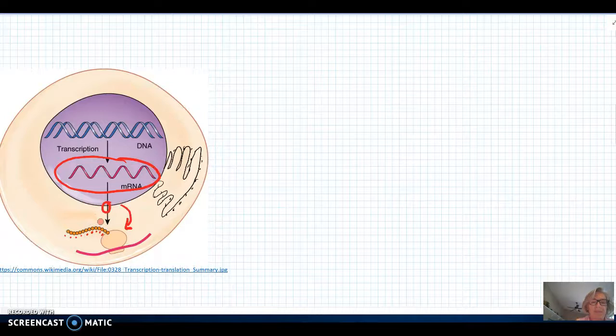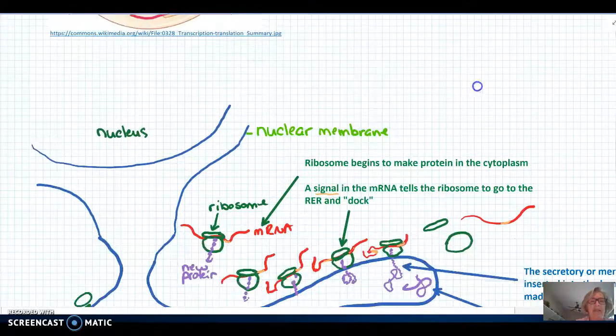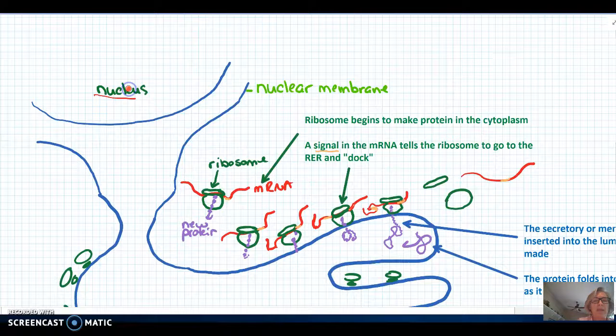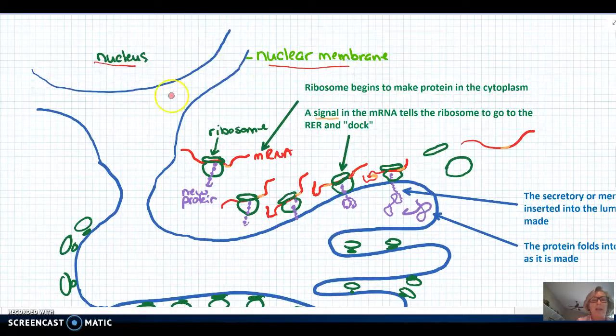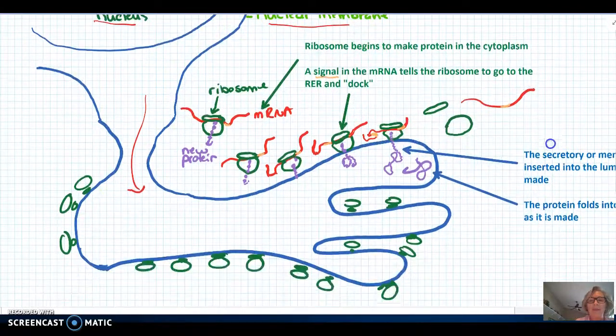If I then expand this view, so here's the nucleus up here with the nuclear membrane, and then expanding down here is the rough endoplasmic reticulum. Here is our ribosome reading the mRNA in the cytoplasm. And it's beginning to make this protein. It's beginning to assemble the amino acids into the protein. And then all of a sudden, it will come to a signal in the mRNA. There'll be a small message there that tells the ribosome, no, wait a minute. This protein is going to be exported from the cell. You need to go to the rough endoplasmic reticulum to finish making this protein.